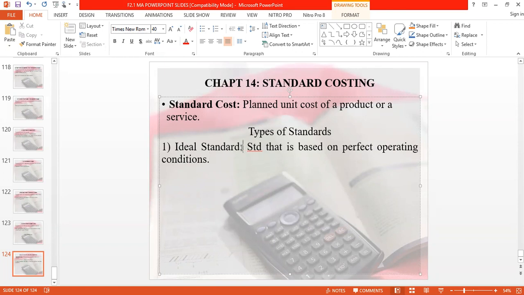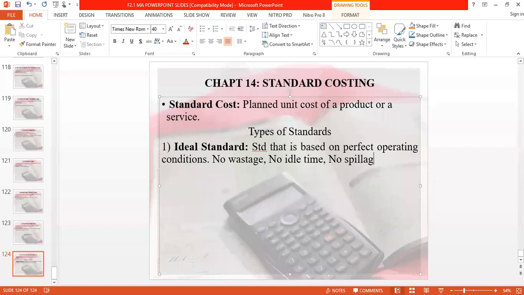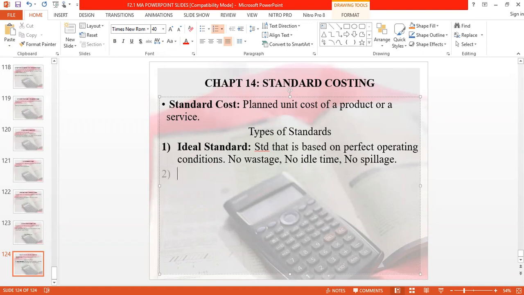So when you set a standard and it assumes everything is perfect, in other words, no wastage. The company does not waste anything. No idle time. The employees are not idle at any given time. No spillage. Maybe if we are processing some oil, there is no oil that spills, etc. That is a standard that is based on perfect, everything perfect. So ideal standard is a standard that is based on perfect operating conditions.